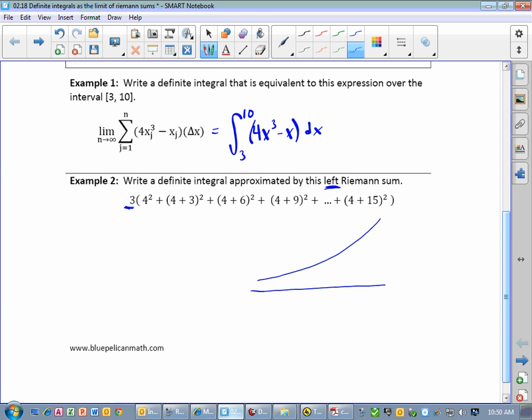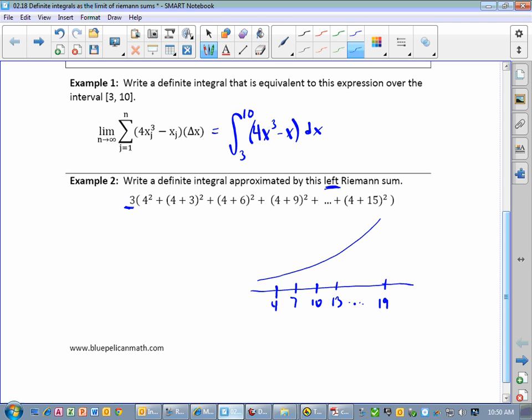So our first x value here is 4, right? Because it's 4 squared. What's our next x value? So 4 plus 3, which is 7, right? What's our next x value? 10. What's next? And then there's some stuff, right? And then what's the last one? 19.